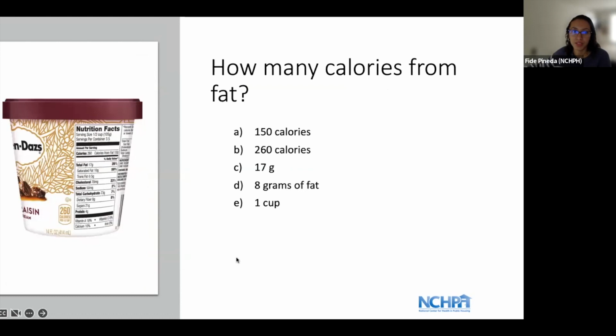And then for this question, I'm gonna have you provide your responses in the chat only. How many calories from fat is there in my favorite ice cream ever? 150 calories, 260, 17 grams. So the correct answer for this one is 150 calories. So it will be A. Thank you, everyone.